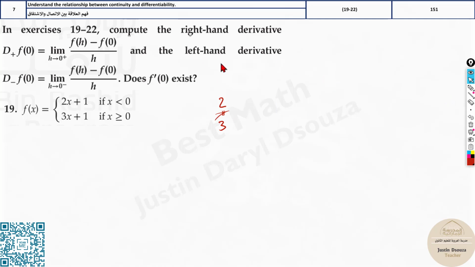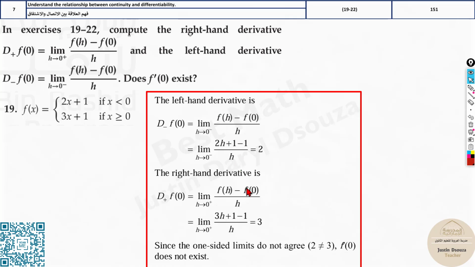Now if you look at the graph, they are at two different positions altogether. So here it will be something like this, and there's a discontinuity, so it's not differentiable at that particular point. That is 0. That's the answer. But if you apply the formulas also, you'll get the same answer. F derivative at 0 doesn't exist.